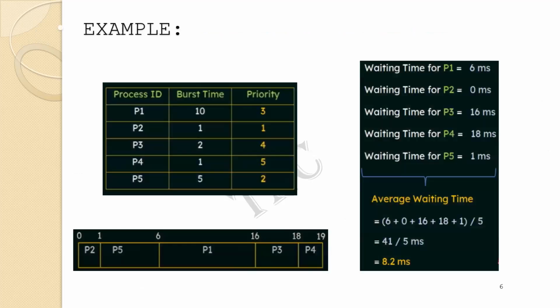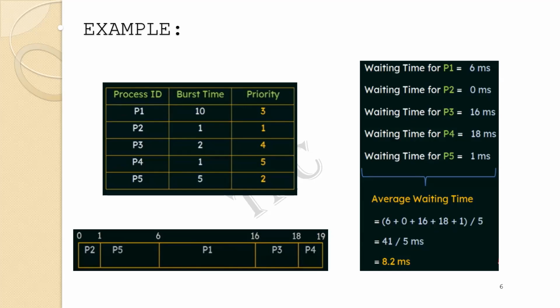So let's see an example for the priority. Consider we have 5 processes with their burst time and priority. Process 1 has a priority of 3 and process 2 has a priority of 1. So we'll execute process 2 first. Process 2 executes first with a burst time of 1. The next priority will be given to process 5, which has a burst time of 5. So process 5 is executed second, and the time will be calculated as 6.